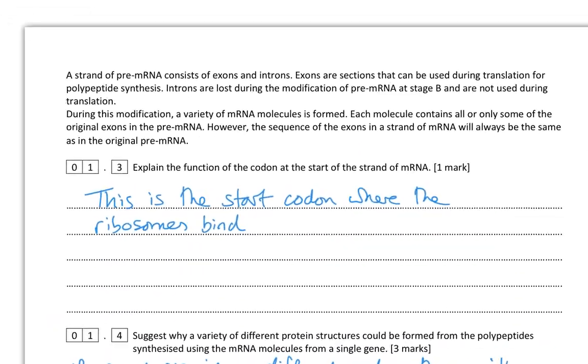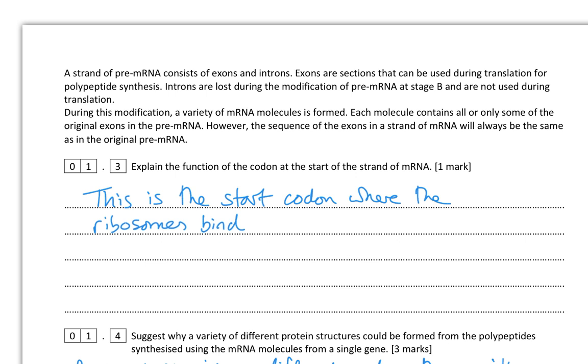This is just telling us that exons are cut out. It doesn't say splicing, so my spidey sense is thinking that an answer might be splicing, but it turned out there wasn't. But as I read it through, I thought that. So each molecule contains some of the original exons. Some of the exons are being joined together, some aren't. They could be in different orders. However, the sequence of exons in a strand will always be the same as in the original pre-mRNA.